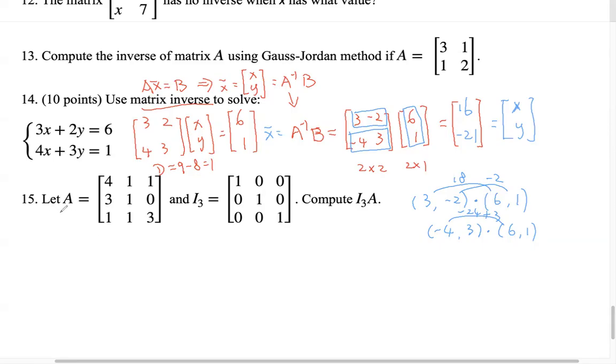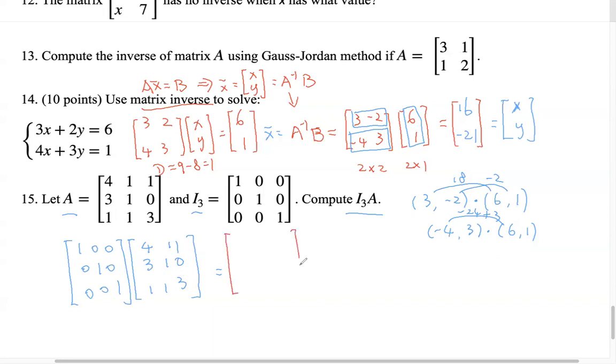Okay, last question. We're given A, and we'll compute the product with the identity matrix. Remember, the identity times any matrix will be itself. So 1, 0, 0, 0, 1, 0, 0, 0, 1. This is the identity matrix. Then multiply by A: 4, 1, 1, 3, 1, 0, 1, 1, 3. We just have to show at least one dot product, right? We have 3 by 3 times 3 by 3, so we should get a 3 by 3 matrix.